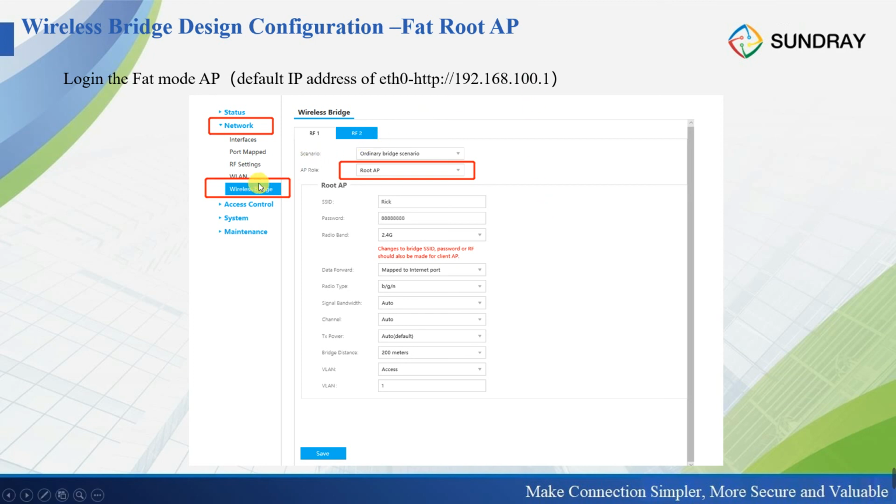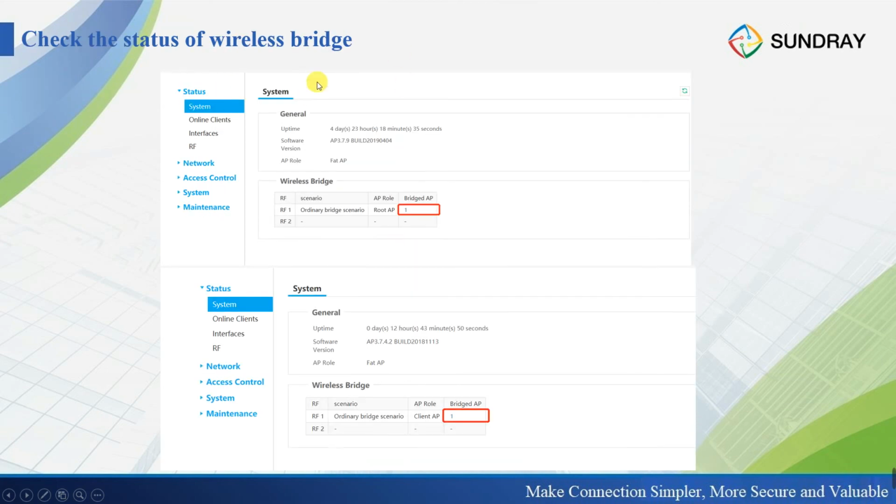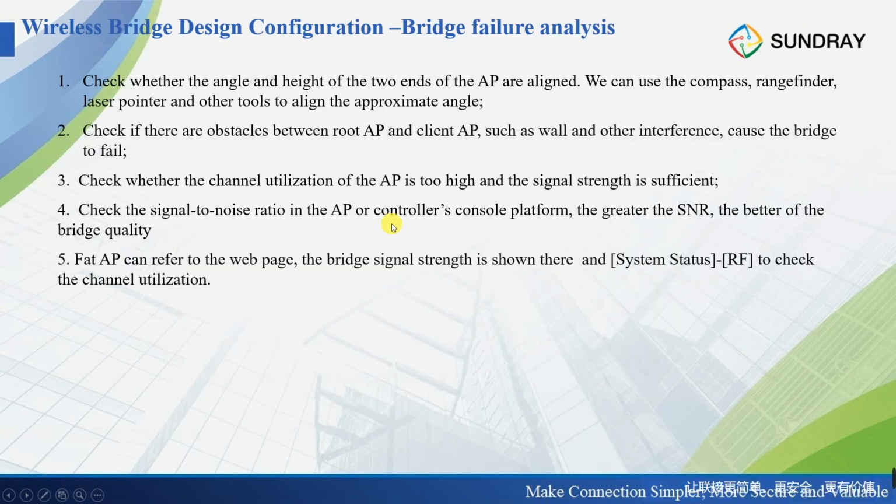This is the FAT AP. For the FAT AP, we just go to the wireless bridge, set up the root AP and set up the client AP, and in the system standards we can check this wireless bridge here. If the wireless bridge cannot come up, the reason may be that the APs do not face each other properly, or there are obstacles or interference, and we can check the SNR from our controller or the APs.